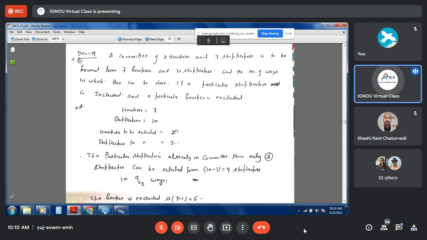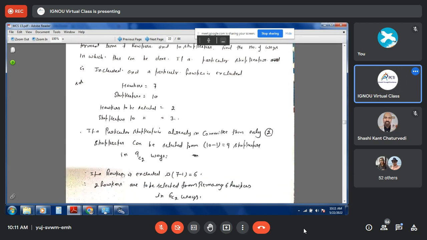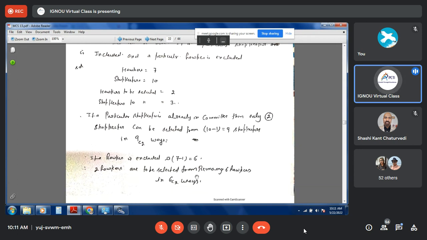But we have to select the 2. It means we shall select the 2 hawkers from the 6 hawkers. So, this is a condition. If a particular hawker is excluded and the remaining are 6, now 2 hawkers are to be selected from the remaining 6 hawkers in 6C2 ways. So the total number is 9C2 multiplied by 6C2.